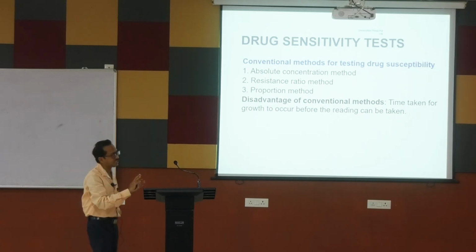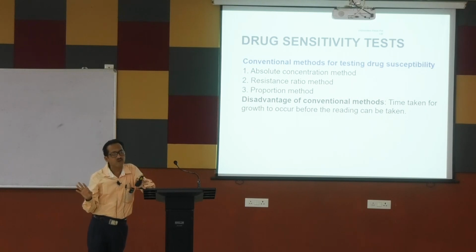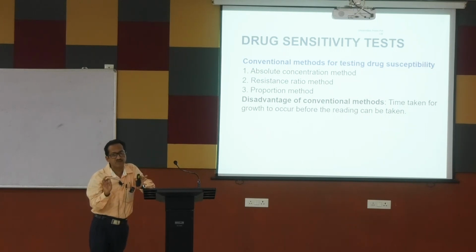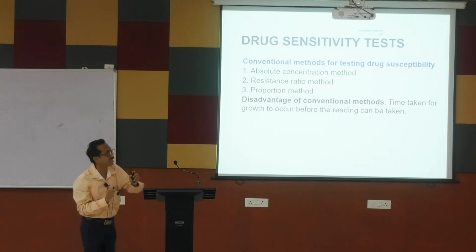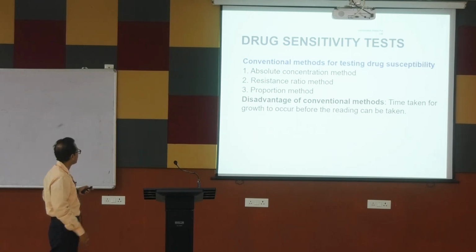These are drug sensitivity tests in a conventional method. These are the only 3 methods used for drug sensitivity testing: absolute concentration method, resistance ratio method, and 1% proportion method. So these are the 3 conventional drug testing methods, not molecular. Disadvantage: time is taken for growth to occur before the reading can be taken. So the turnaround time is very high, at least 2 to 3 weeks.